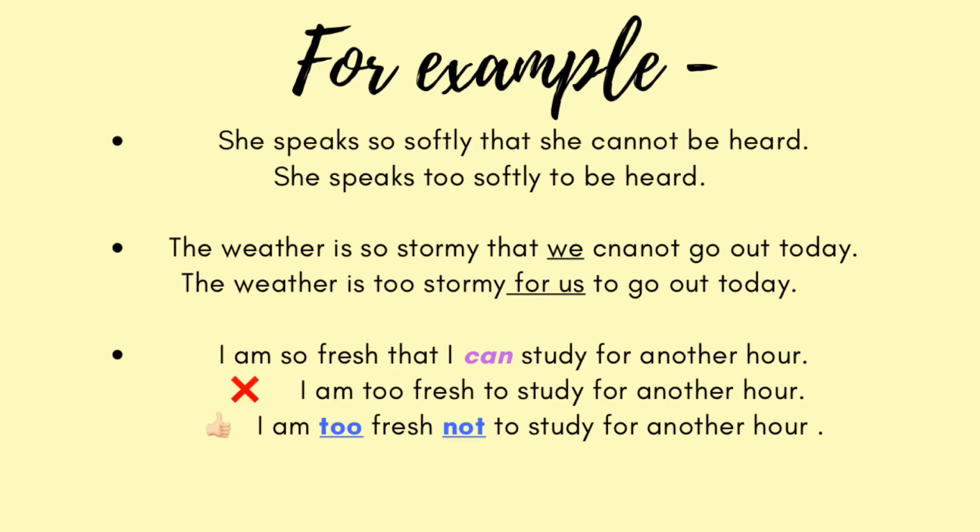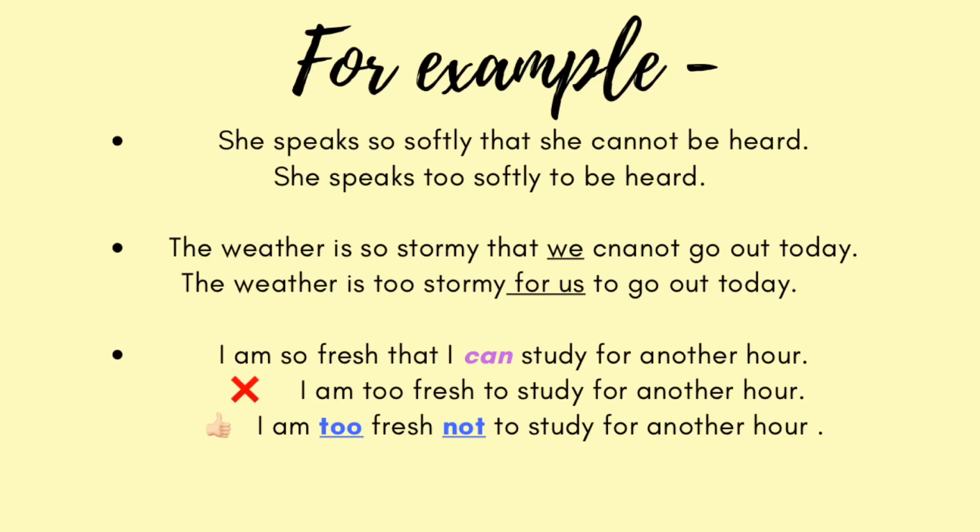Let's see our next example. The weather is so stormy that we cannot go out today. The weather is too stormy for us to go out today. Here we have underlined we. Whenever you get we in so sentence and you have to convert it into to sentence, we use for us. Get I in the so sentence and you have to convert into to sentence, we use for me.